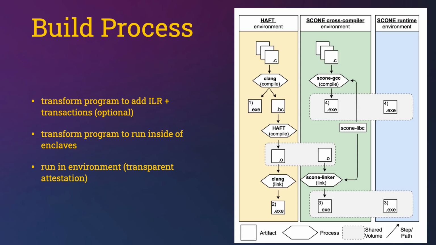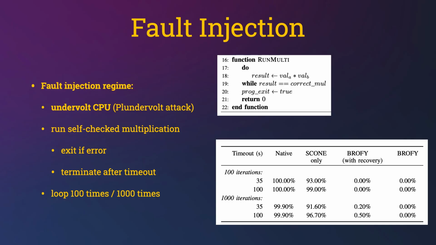Now the question is, how should we evaluate this system? In here, we actually use an approach that was published in the literature, which is Plundervolt. So undervolting the CPU to cause real bit flips, not doing some artificial fault injection, but using undervolting to evaluate the system. And for that, we have a simple program to test. So we have a multiplication of two values. We check if the result is the expected result, and then we continue in the while loop. Otherwise, we exit with an error code.